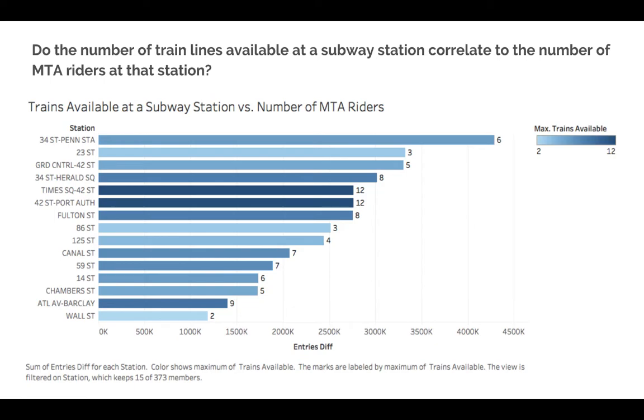By looking at this graph, we can see that the station with the top number of riders is 34th Street Penn Station, but it only has 6 lines, whereas Times Square, 42nd Street, and 42nd Street Port Authority have fewer riders, but have 12 lines available. We can also see that the stations ranked number 2, 3, and 4 still have a lot of riders, but they have fewer lines, such as 3, 5, and 8.